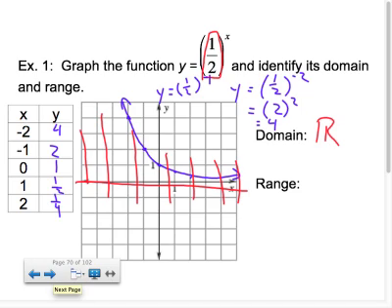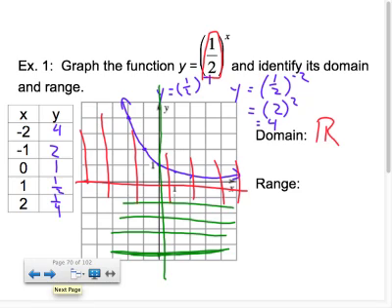The range, however, is with respect to the y-axis, so I start drawing horizontal lines. Clearly that green one I just drew does not get hit. Neither does this one, or this one, or this one. But as soon as I go a little bit above 0, I start hitting my graph, and I'll hit it from this point all the way up. So your range is all y values greater than the y value at the x-axis, which is 0. The range is y greater than 0.